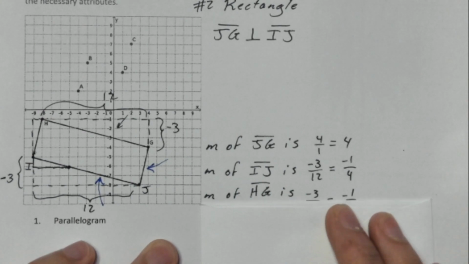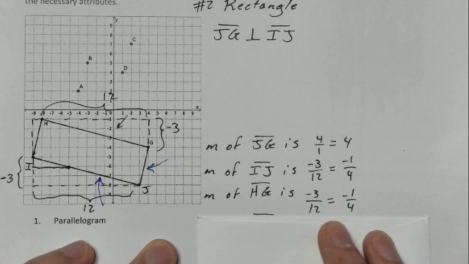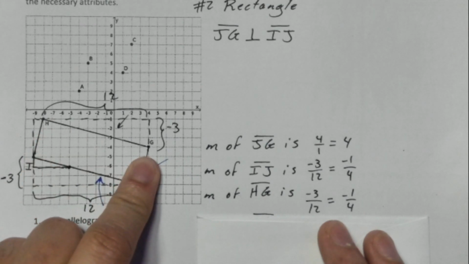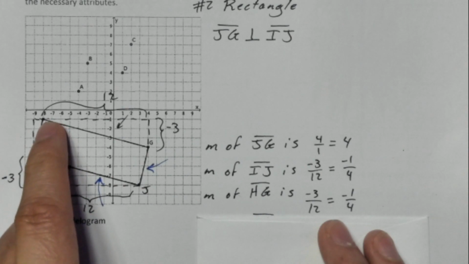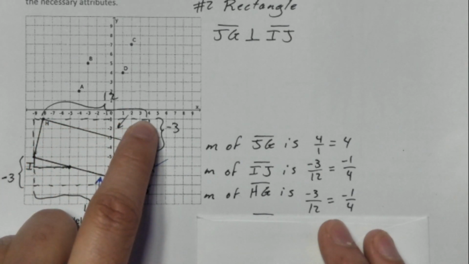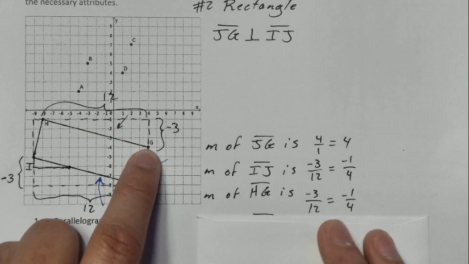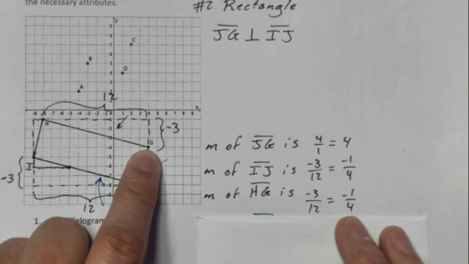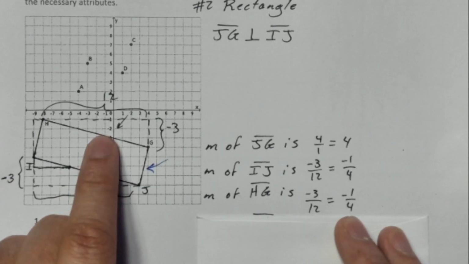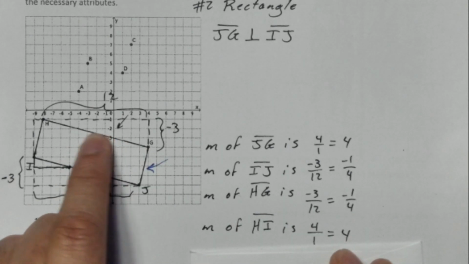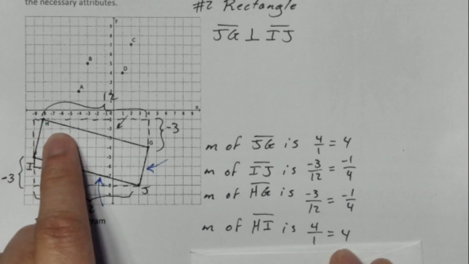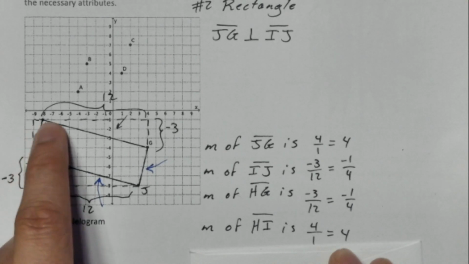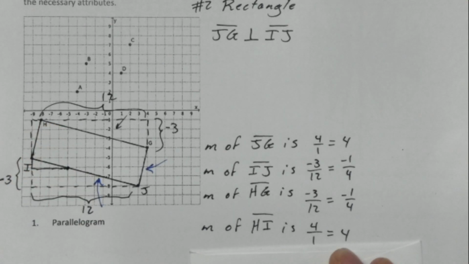The next one is this other side up here, which is HG. This time it goes to the right 12, which is positive, and then it goes down 3, which is negative. So again, it's negative 3 over 12, which also simplifies to negative 1/4. That's the slope of this line. And finally, the last one is this side over here, IH, or HI, which has a rise of 4 and a run of 1, which simplifies to just 4.